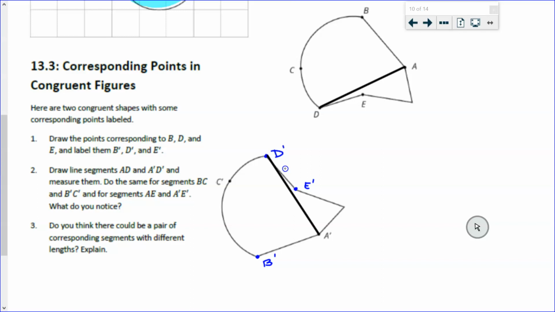See if they're the same length, see if they're different lengths, and continue that for each one of these other pieces, BC and B prime, C prime, AE and A prime, E prime. Get those lines drawn and measure them. I will give you guys about 60 seconds while I do it on the video. But you guys need to be doing it and measuring them, discussing with your groups.